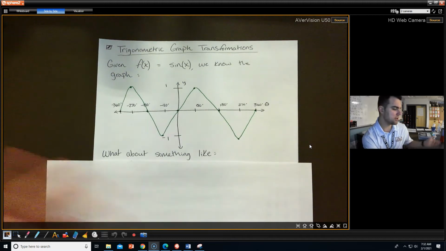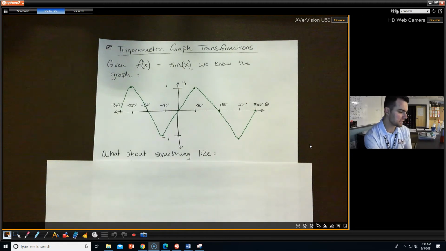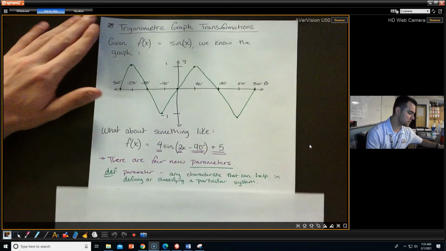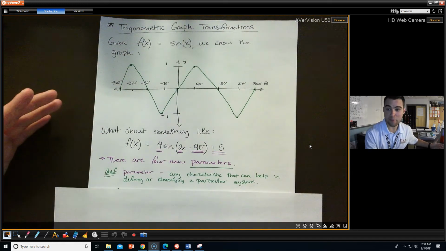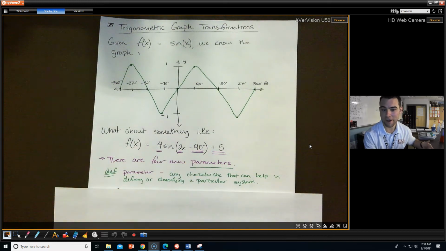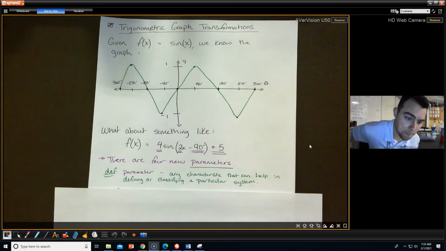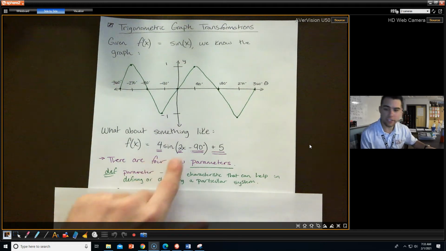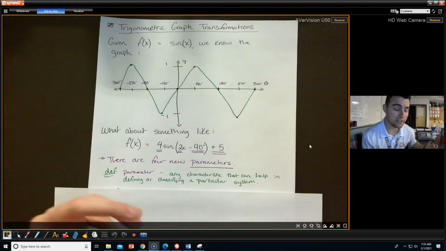So yeah, let's see what we can do about that, and let's see if there's some rules we can generate from this. So I'm giving you the graph f of x equals sine x, and we've seen this before, right? But what about something like this now? Now there's a lot more going on. We have 4 new parameters. We're going to define a parameter as any characteristic that can help in defining or classifying a particular system. So these 4 things, we're going to refer to as parameters, and each of these parameters does something different, it turns out.